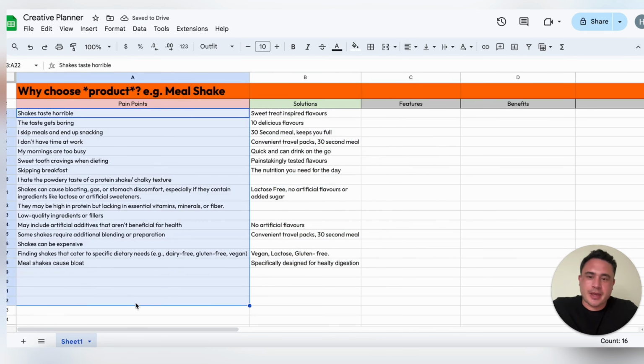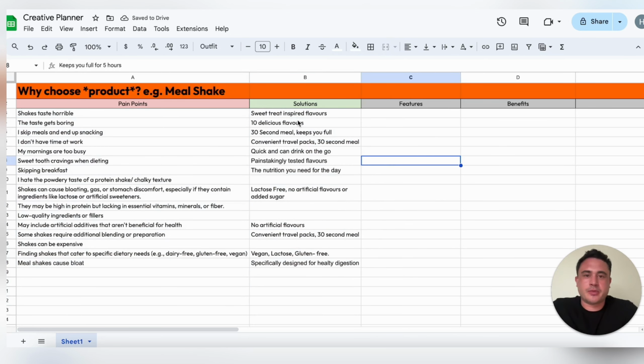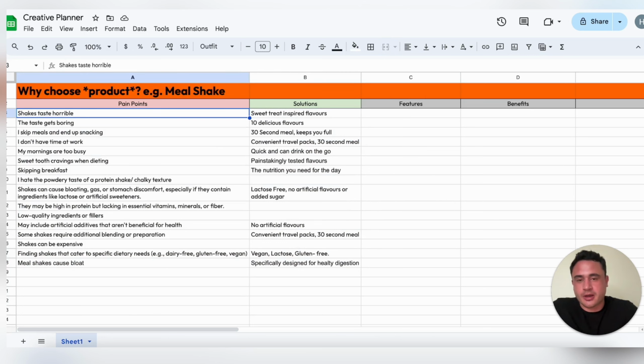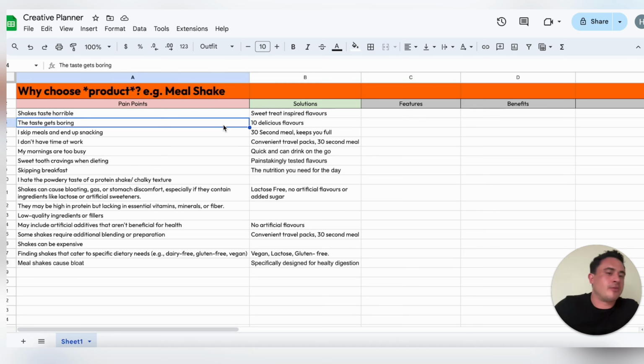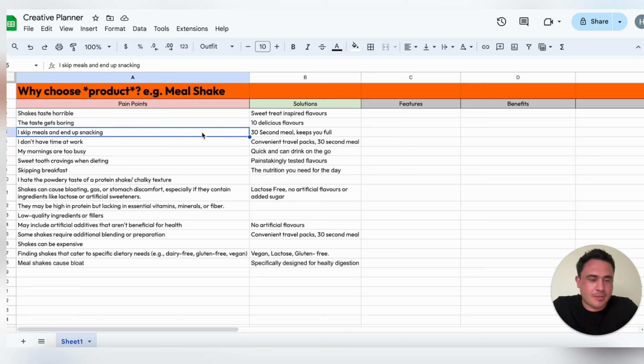these kind of build themselves. Once you've got your pain points out there, these can directly reply to the pain points, but these can also stand alone in their ads. So shakes taste horrible. Well, we've got sweet treat inspired flavors, so that's another reason to give us a try. Taste gets boring. Well, we've got a wide selection of 10 flavors you can choose from. I skip meals and end up snacking. It's a 30-second meal and it keeps you full. That's how it stops snacking, and that's how it's right there for you.